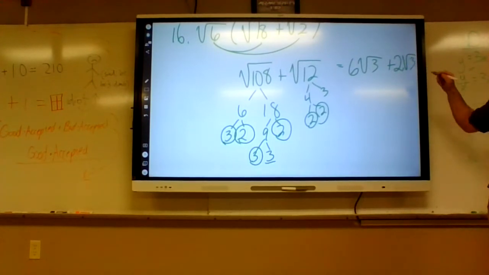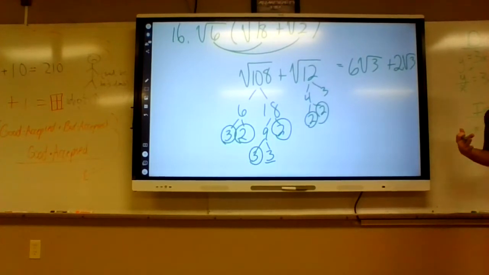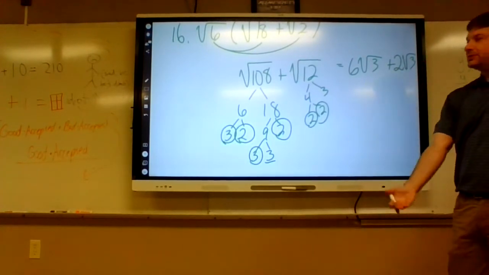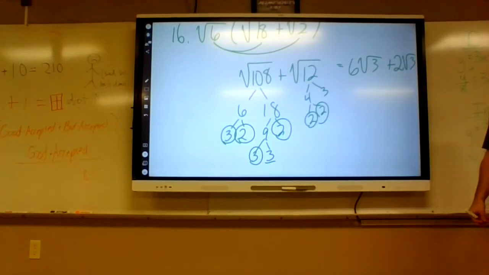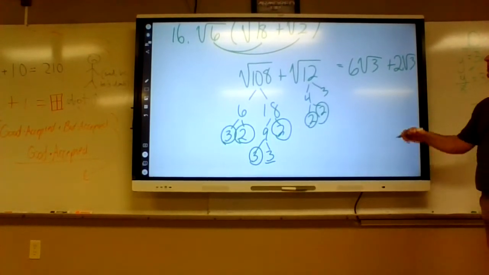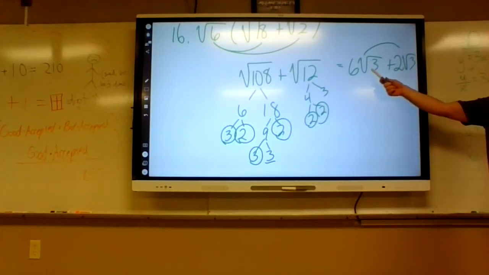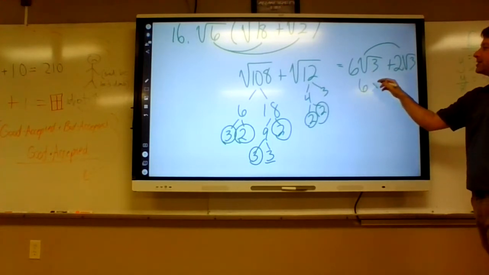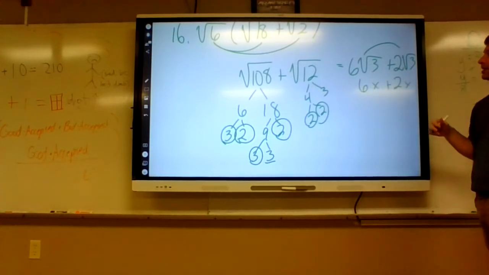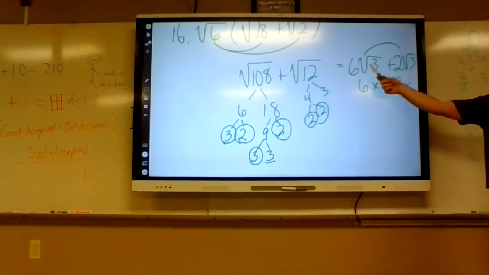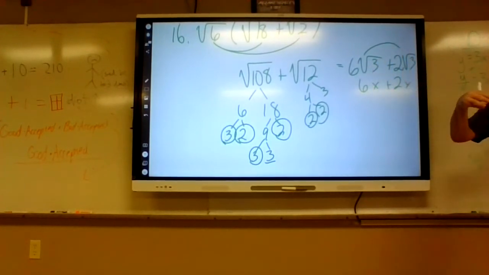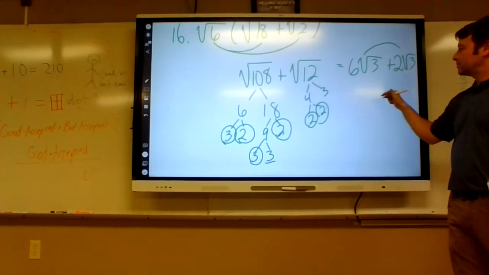Alright. Like I said, the reason we're doing this one together and it's more complicated is because they put this problem out of order. It should have been next assignment's problem, adding and subtracting. Remember what I just said about adding square roots? This is kind of like 6x plus 2x, which is what? 8x. So 6 square root of 3s plus 2 square root of 3s equals 8 square root of 3s. 8 square root of 3.